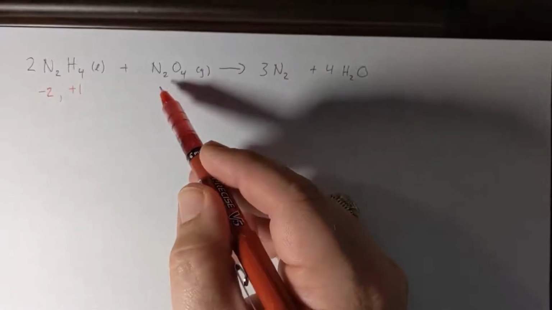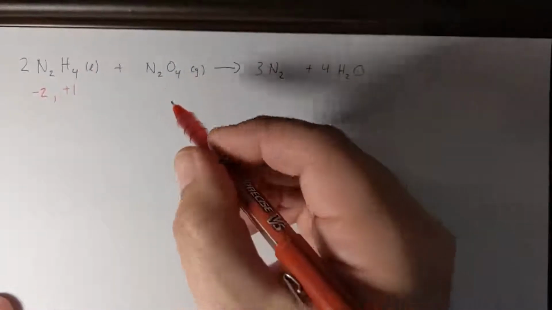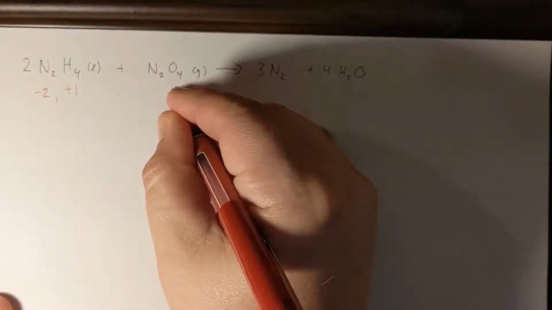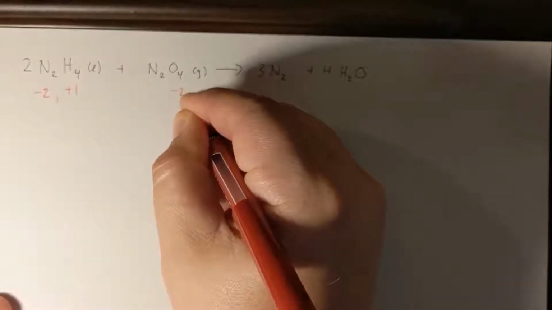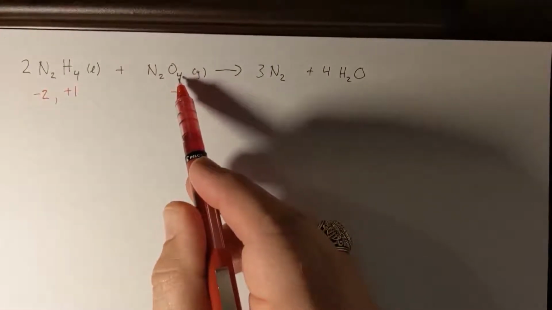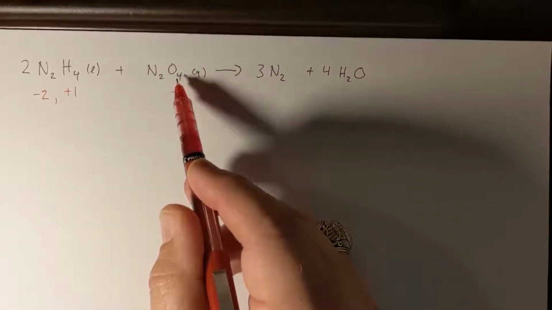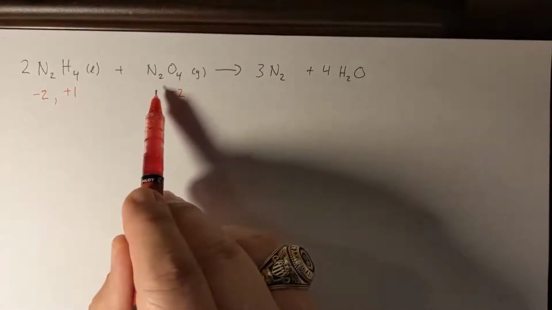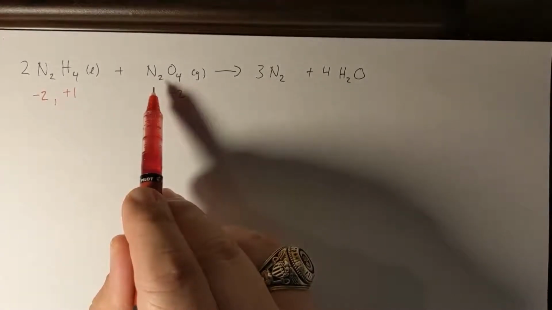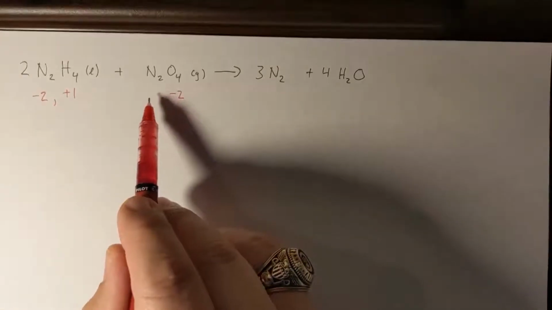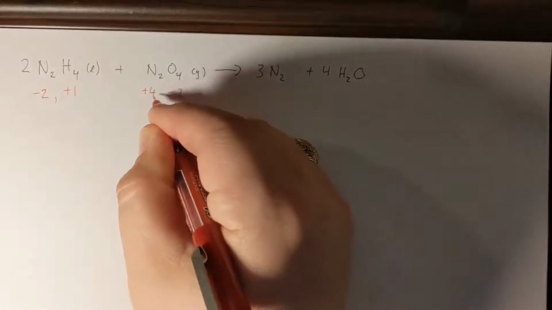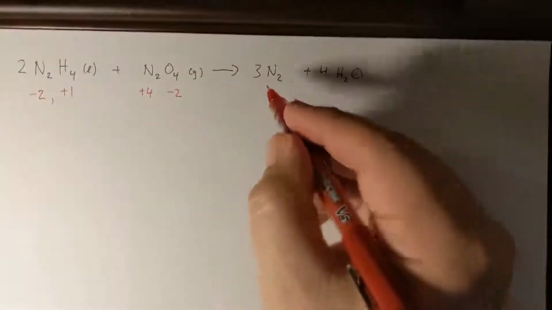In our next compound, N2O4, oxygen is more important than nitrogen in the rules. So the oxygen will be -2 by rule. And so -2 times 4 is a total of -8. And I've got to balance that -8 out over the two nitrogen atoms. So the -8 over 2 would give me a total of 4, and I need it to be positive to balance it out. So the nitrogen here is +4.